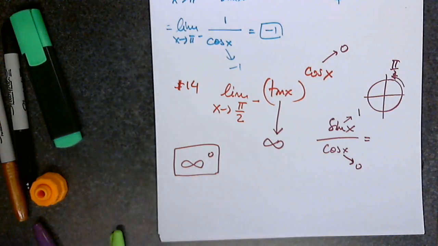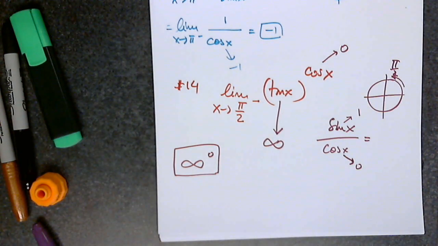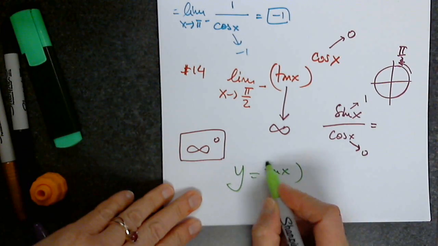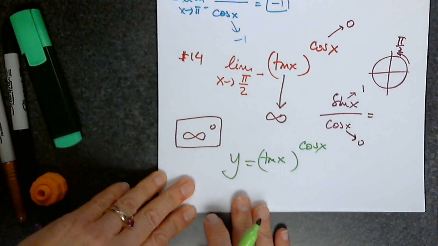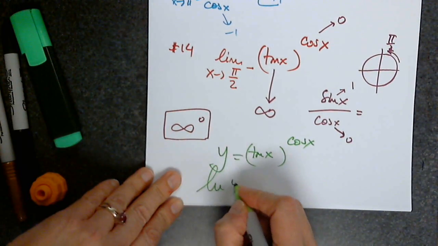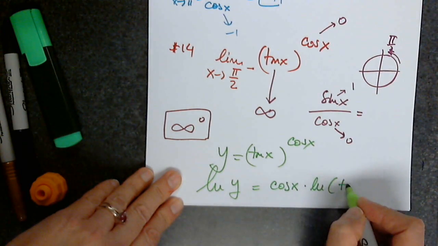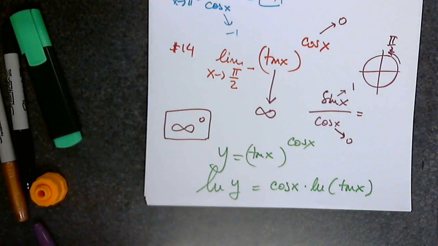Exactly. It's that situation in which I have a function raised to a function. Somehow I have to bring that function down. Yes. So I'm going to say let y be tangent x raised to cosine x. And yes, natural log y equals cosine x times natural log tangent x.